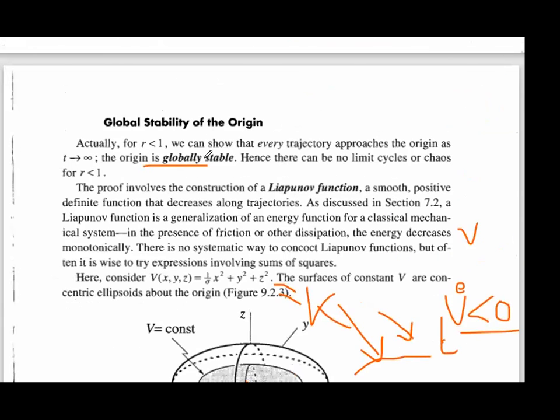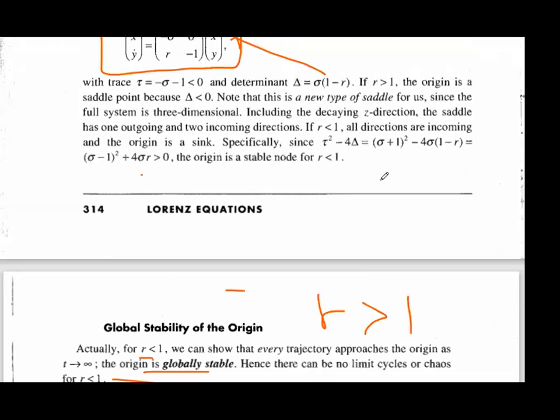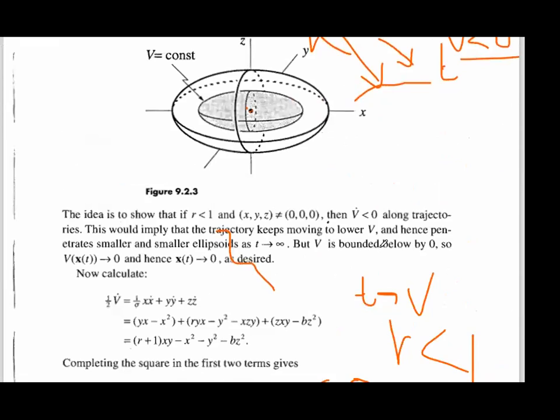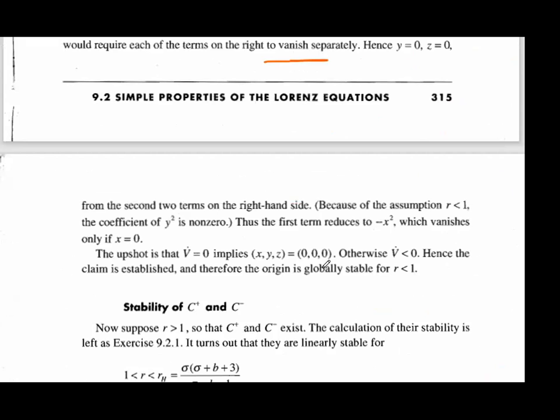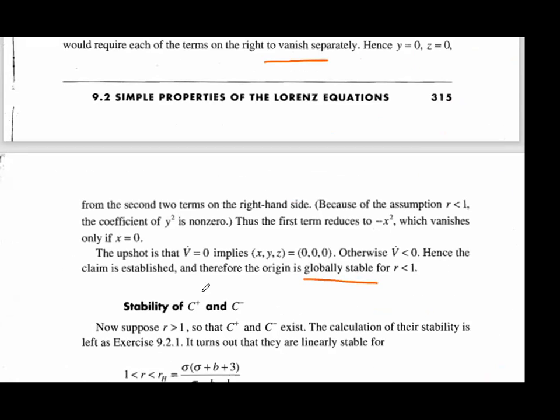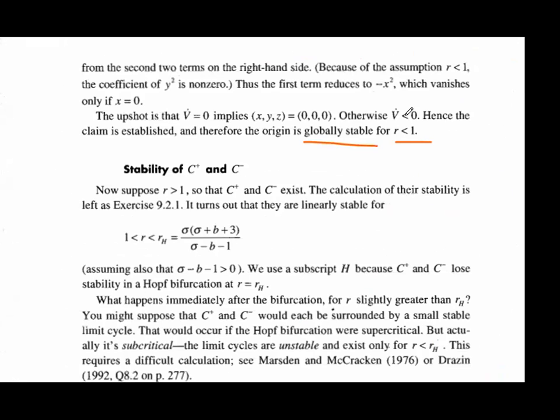Therefore, the origin is a global stable point. We can show that the origin is a global stable point whenever r is less than 1. We know that when r is greater than 1, the origin becomes unstable. So the origin is not only stable, but it is global. That means all points, all curves, all trajectories collapse down to the origin. If it is globally stable, all trajectories are attracted to the origin for these values of the r parameter also.